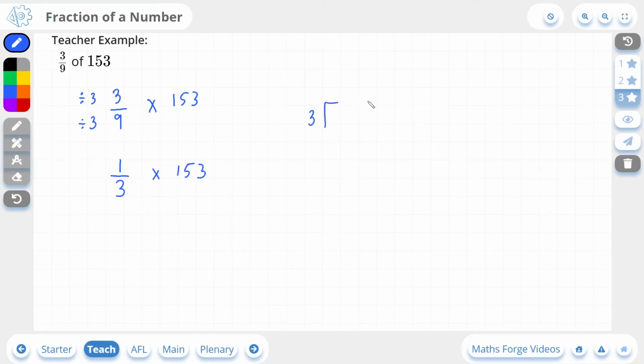So I'm going to take this to the side and use short division, 153. 3 goes into 1, 0 times. Cross this off and carry it over. 3 goes into 15 5 times with no remainder. And then finally 3 goes into 3 once. So 153 divided by 3 is 51. And then we're multiplying it with a 1, which gives us 51 as a final answer. And if we check our answer, there it is.